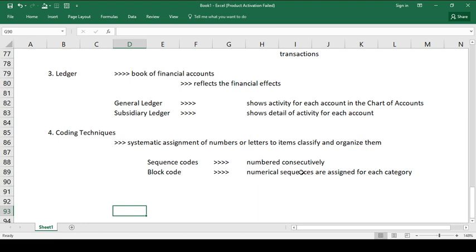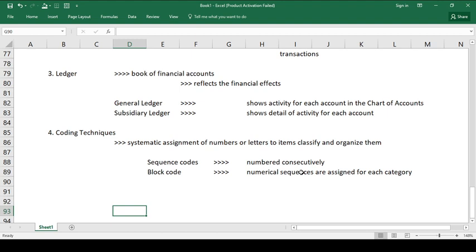Pwede sabihin natin letter L. L stands for liabilities. Lahat ng may letter L, naka-block siya, and lahat ng letter L na accounts are liabilities. So, naka-block code na lahat ng L are liabilities. Then, lalagay mo na lang dash L-001. Pag 001 ang pinakauna, that is accounts payable for liabilities. L-002, that refers to salaries payable. Yun po yung sequence and block code combined.